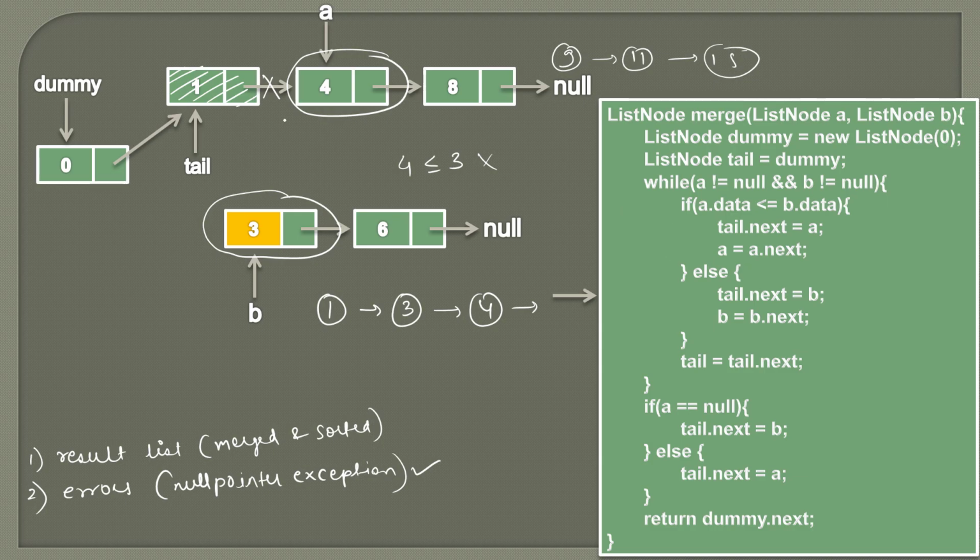So by this assignment, the first thing that will happen is this link will go away. And as tail next was pointing to this node, now tail next will point to B, which is node 3, like this.